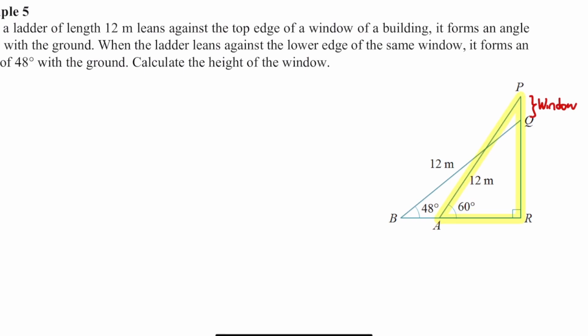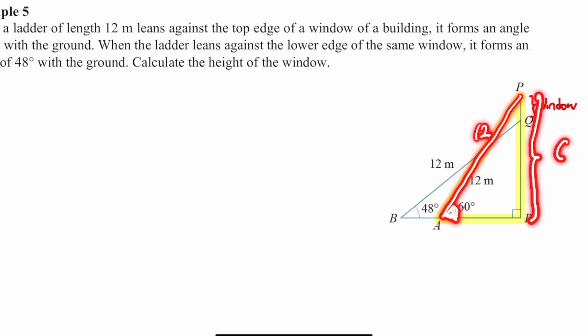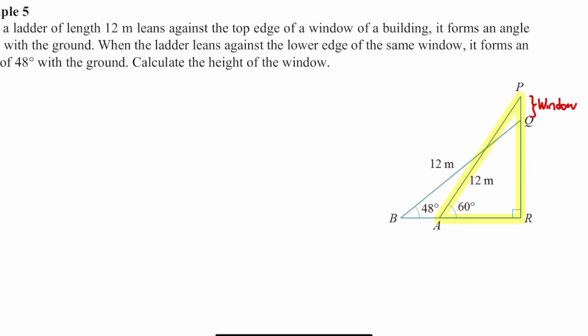I want to find the length of PR. How do I do that? I know that AP is the ladder, leaning against the top edge of the window. This AP length is 12 meters. This angle is 60 degrees. Based on this angle, this side here is the opposite side, and the ladder is the hypotenuse. So I'll label clearly: PR here is the opposite side, and AP here is the hypotenuse.